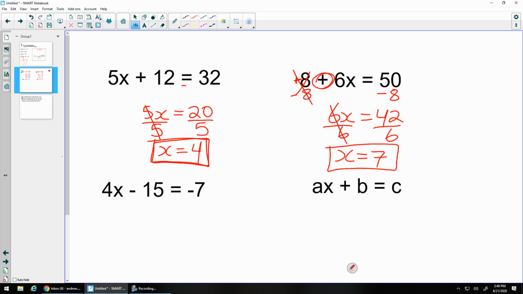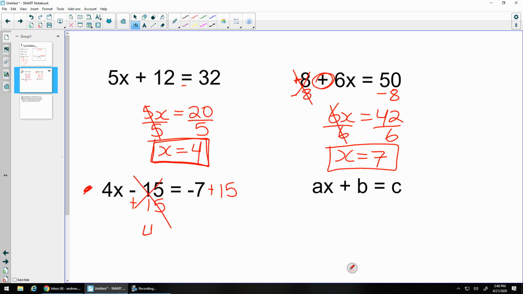Okay, here's a bit of a tricky one over here, because it involves some negatives. So you have to remember your integers unit. So I have 4x minus 15 is equal to negative 7. I want to get x by itself. First, I'm going to get rid of what is being added or subtracted to it. So it's minus 15. I'm going to do the opposite. I'm going to add 15 to cancel out that minus 15. That's subtract 15, so I'm going to add 15 here as well. On this side, the 15's cancel out.